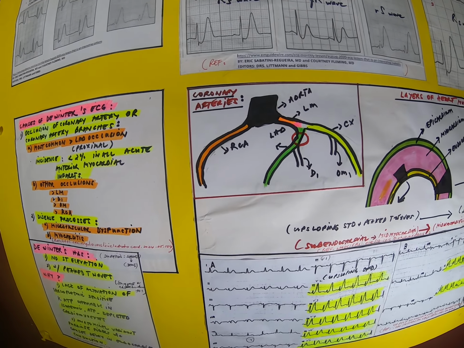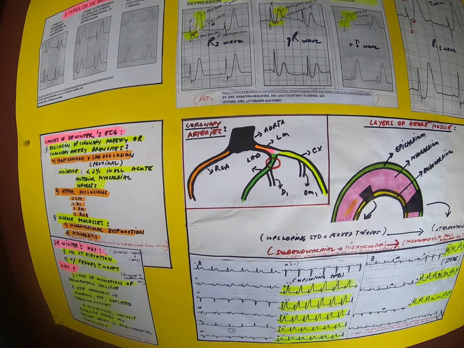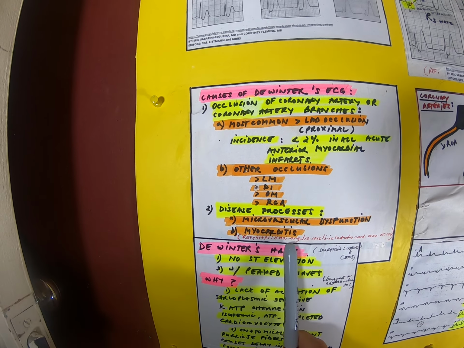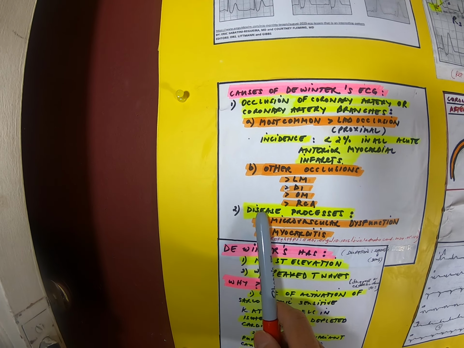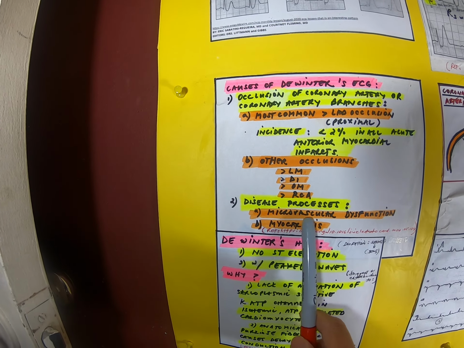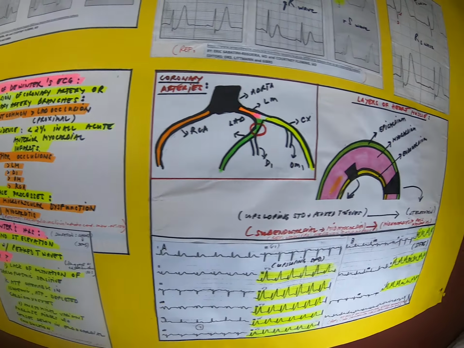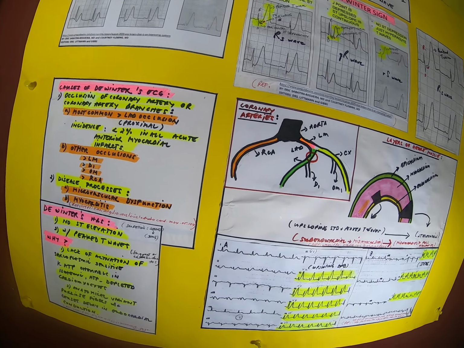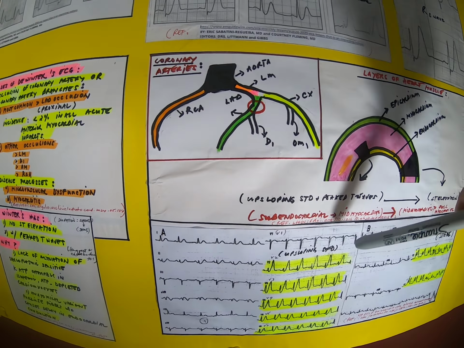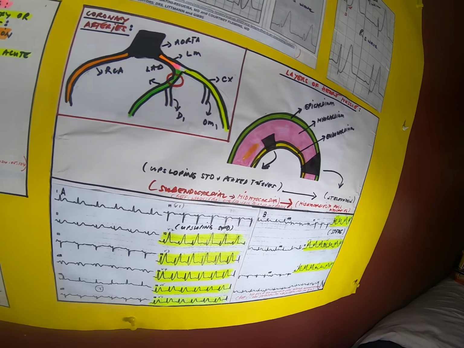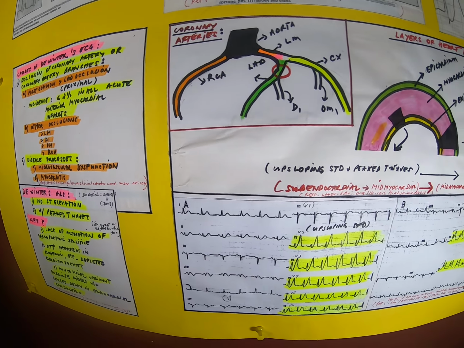So another thing too, what if they brought the patient to the cath lab and they found nothing? Of course, we have disease processes that can also cause de Winter's. We have microvascular dysfunction and we have myocarditis. So these disease processes, like microvascular dysfunction and myocarditis, can also cause a de Winter's ECG. That's why the determining point here is bringing the patient to the cath lab. So when you see de Winter's right away, the patient has to be prepared and brought to the cath lab because the duration of de Winter's is very short.